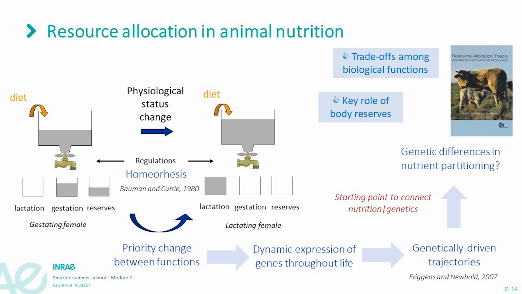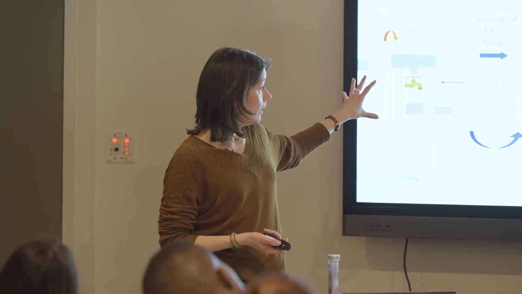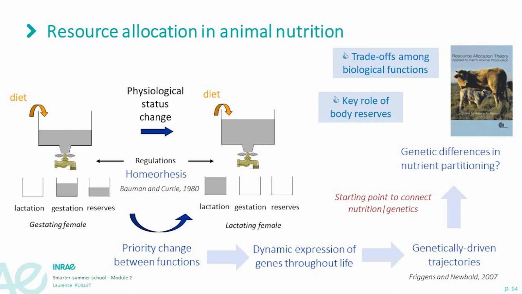And that was the starting point of connecting nutrition and genetics. And I'm back to the resource allocation theory book, because finally this book is from genetics. And the idea is, are there any genetic differences in nutrient partitioning? Once you have explained that the traits are linked to this nutrient partitioning, it's interesting to see if there are some genetic differences.